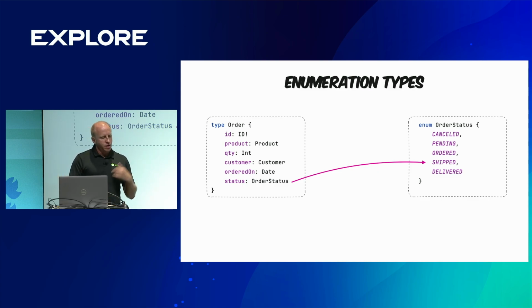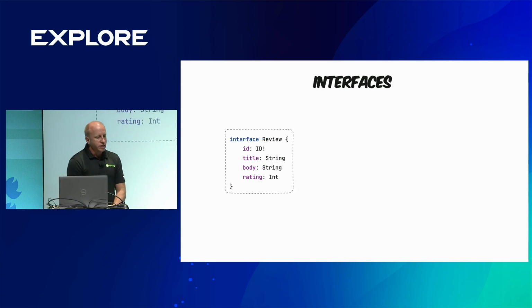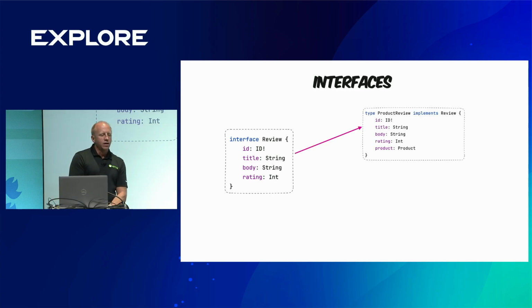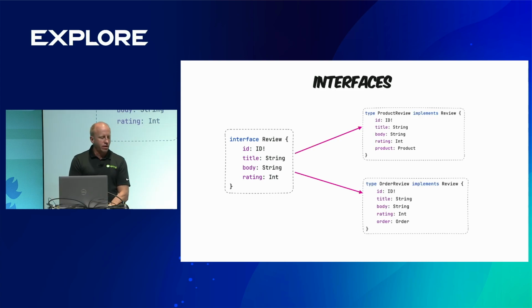Again, we can define things like enums. We're used to enums, right? So I could say, hey, order status has to be one of these values. I can use things like interfaces. So I can say, here's a review. It has ID, title, body, and rating. But I'm going to have 2 interfaces here that implement that. And it just needs to contain those fields, and it may define other fields for itself.